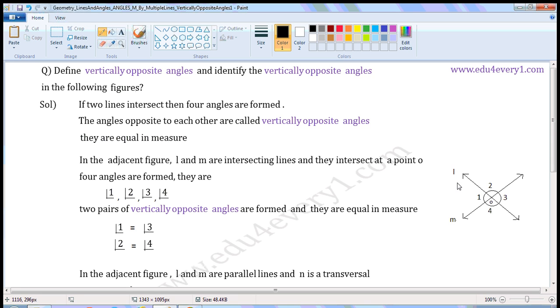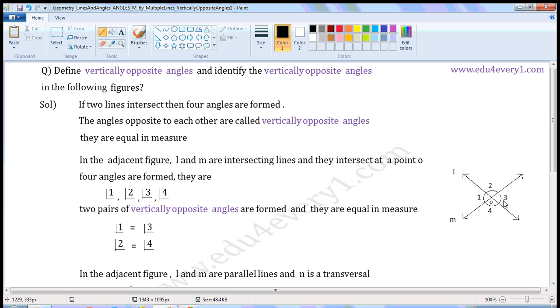In the adjacent figure, L and M are intersecting lines. They intersect at a point O. Four angles are formed here: angle 1, angle 2, angle 3 and angle 4.